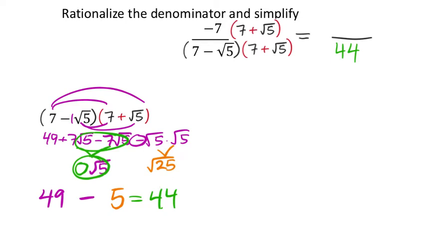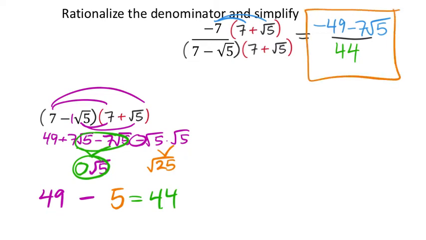And then the rest of it, I can just distribute that. So I got negative 7 times 7, which is negative 49. And then negative 7 times the square root of 5, which is negative 7 square roots of 5. And that right there is all we want in the finished product. Sometimes you may look for maybe this constant and this number being multiplied by the square root to be simplified with the denominator, but I don't see that happening right here.